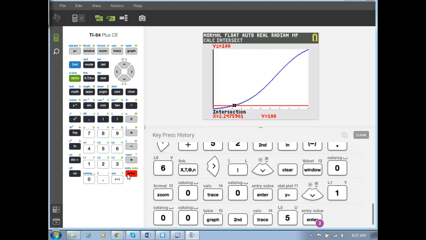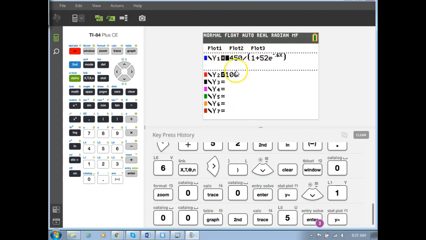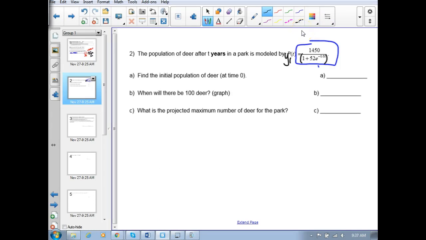All right, and then the projected maximum number of deer you could trace and kind of see where it's flattening out, or you could remember that in logistic growth, this number in the numerator is the projected maximum, because logistically they only have so much resources. Or you could plug in some really large number, like 200 years later. Just make sure that you're either on your table or you've extended your window for that. But either way, the answer comes out to 1,450 deer is the projected maximum.